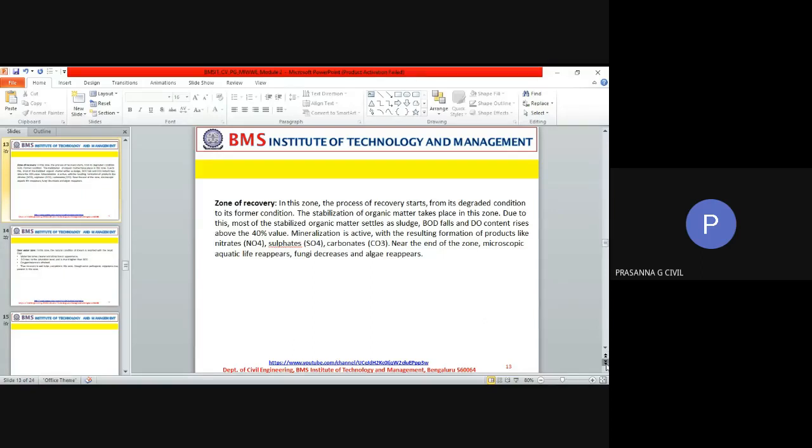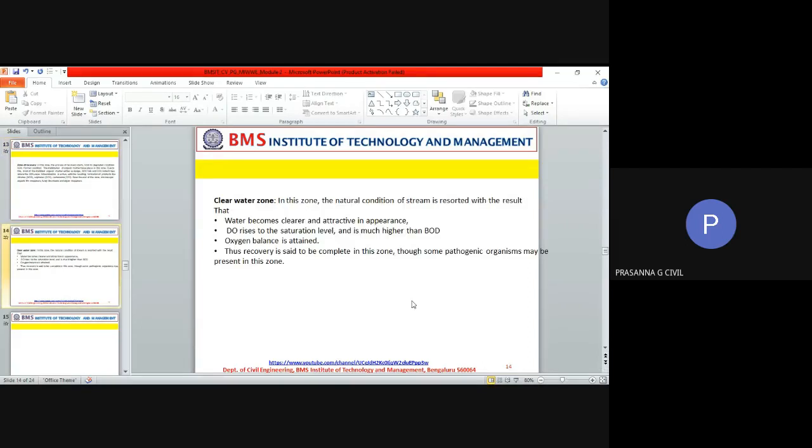The last zone is the zone of clear water. Here the natural condition of the zone has come back. So if we have a naturally flowing stream, this is the way in which natural processes will take place. The water comes back to its original state, DO will rise to the maximum dissolved condition. Oxygen will again come back to its balanced form, and recovery is said to be almost complete, and all the other types of organisms will come back.